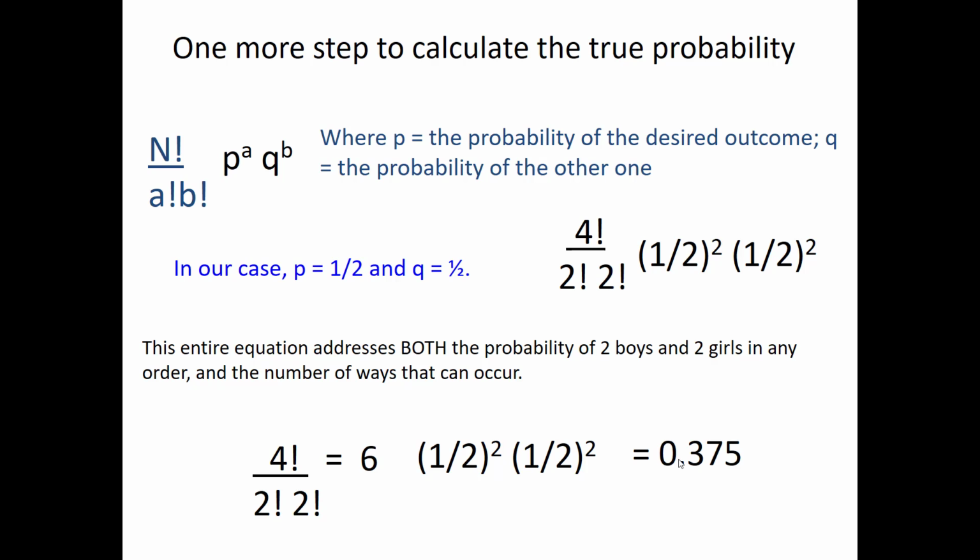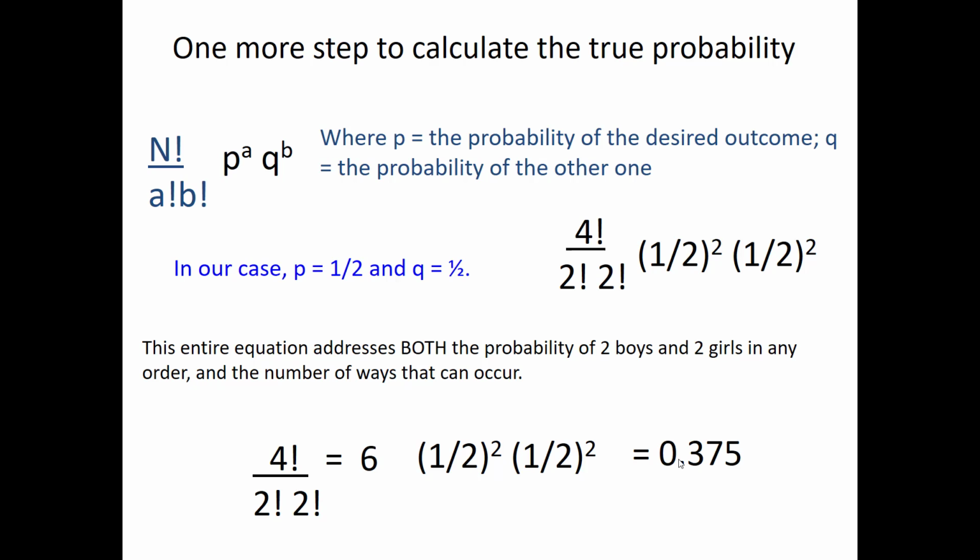Now, there's one more thing we need to do to calculate the true probability of a desired number of a certain event. So if P is the probability of the desired outcome and Q is the probability of the other outcome, well, in this case, if we're talking about the probability of having a male child or a female child, it turns out that that's 1/2 for each. So the probability of having a boy is equal to the probability of having a girl in terms of offspring.